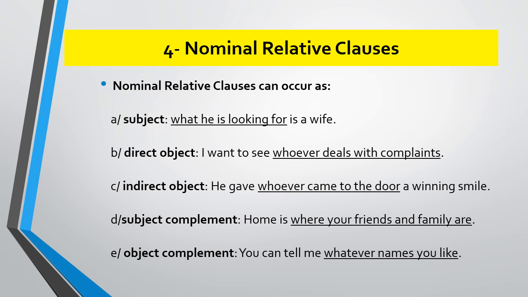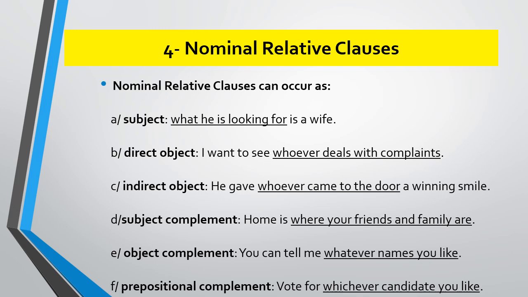Object complement. You can tell me whatever names you like. So here tell is the verb, me is the direct object, whatever names you like is the object complement. Why? Because names completes the meaning of me. It has a modification of me, of whatever names I might have liked.